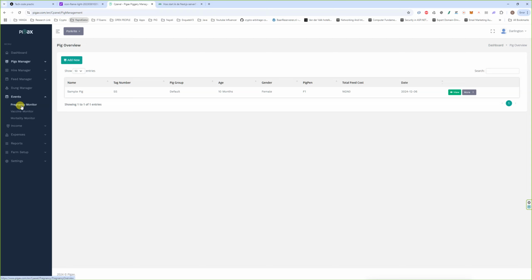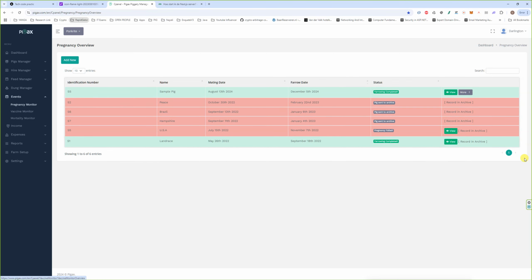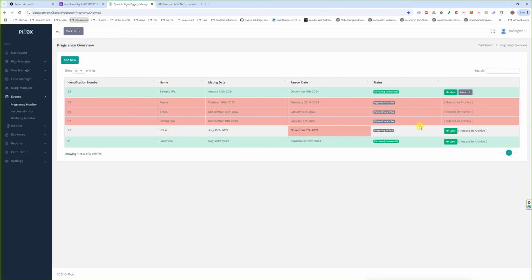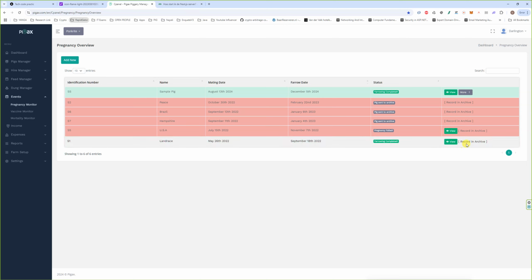And to see that, let's go to events and then pregnancy monitor. So we're only focusing on the aspect of PIGAX that we need to focus on to solve this problem. There are other aspects, and it's going to take a long time to understand this software.